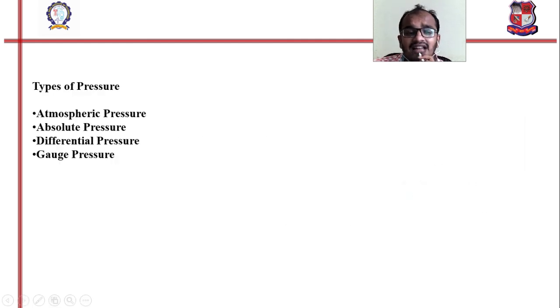Then the types of pressure, right? So we can have the atmospheric pressure, absolute pressure, differential pressure, and the gauge pressure. So these are the different types of pressure that are associated in the category of pressure. So that we are going to discuss in brief in our coming lectures.